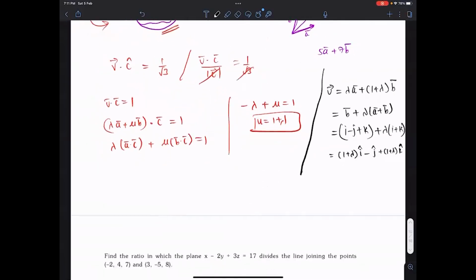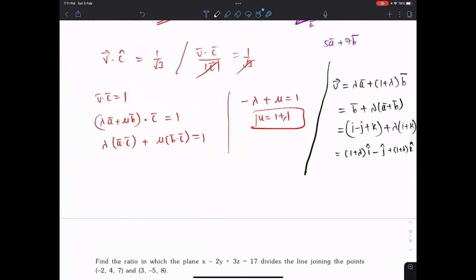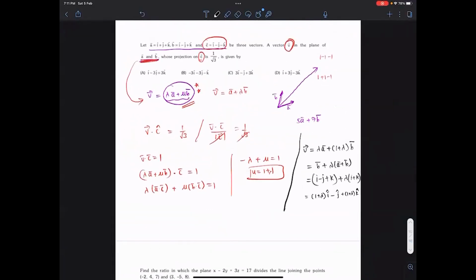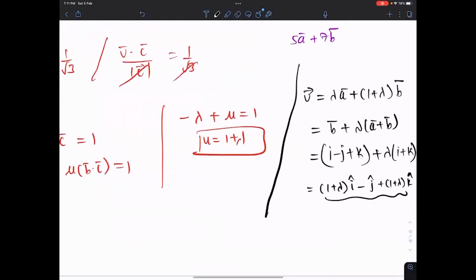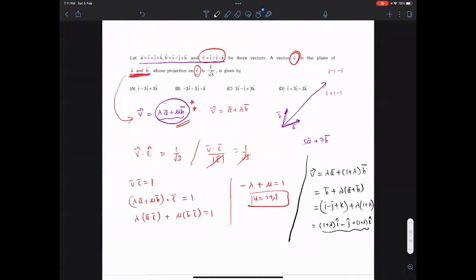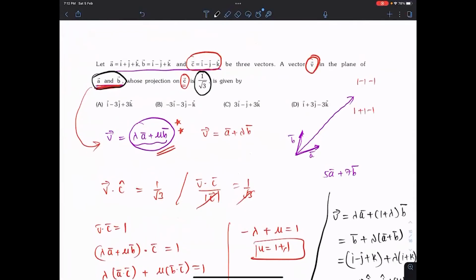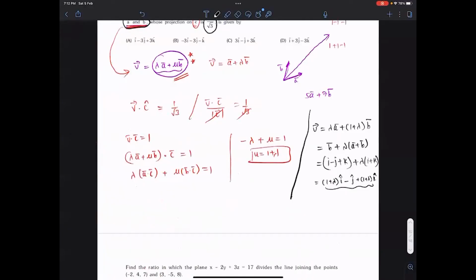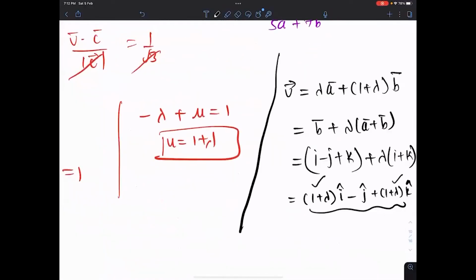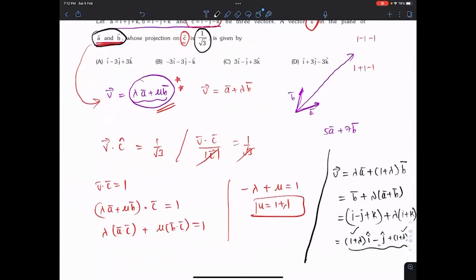There is no one definite answer for this. Any vector which is of this form will be in the plane of A bar and B bar, and its projection on C bar will be 1 by root 3. Now you need to see which vectors are of that form. The observation is that the x component and z component must be the same, and the y component must be minus 1. You see which vector is like that? Only option C. Na? That's all.